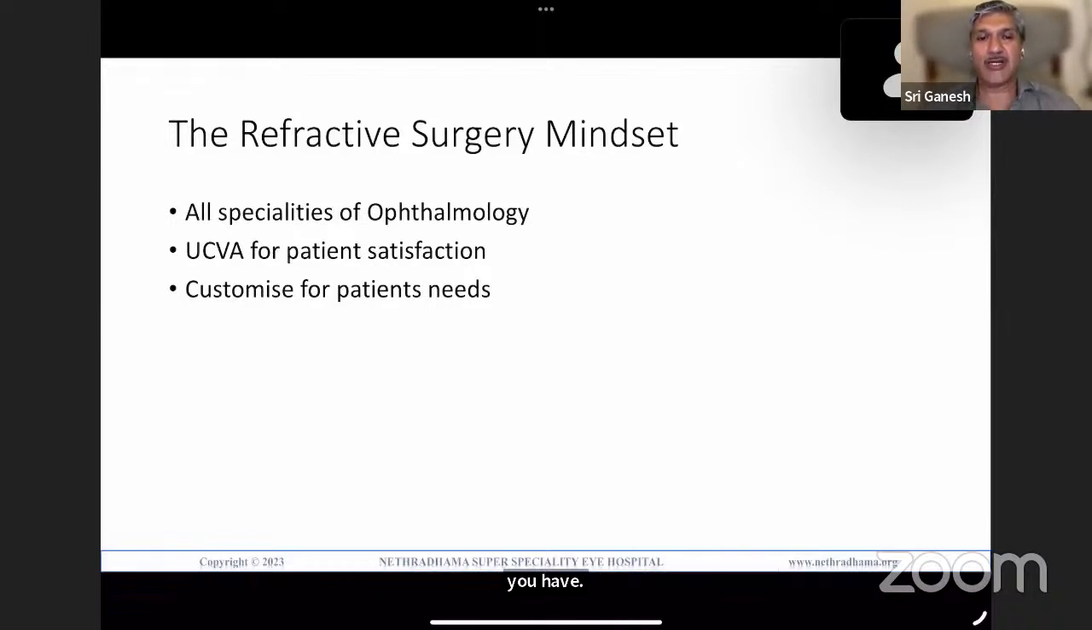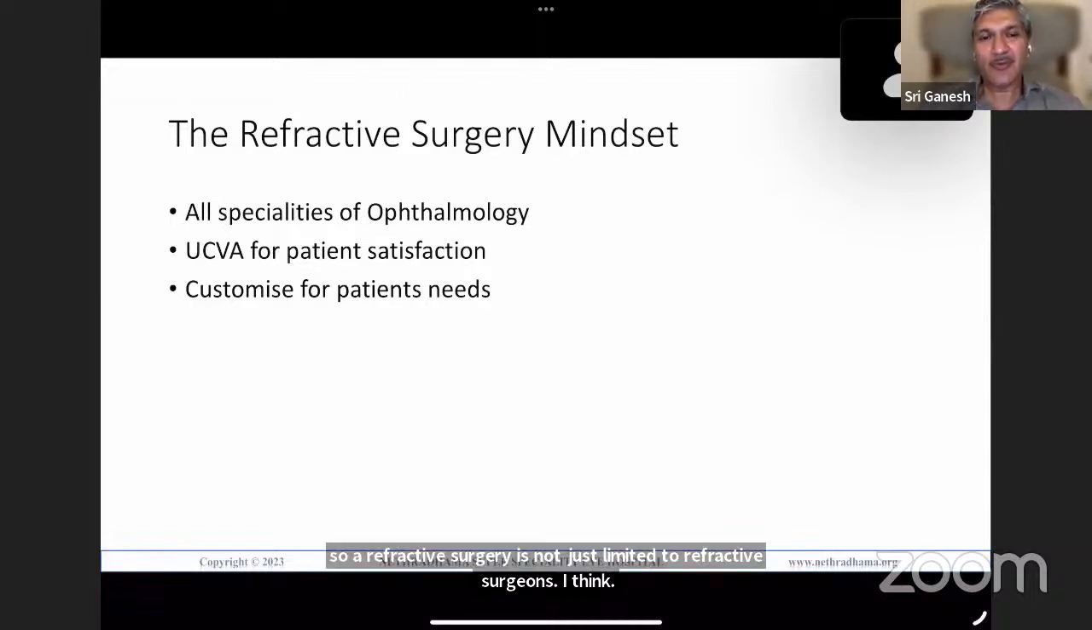So these are all reasons why a patient may not be happy even if you have a good outcome in your particular specialty. So refractive surgery permeates all subspecialties of ophthalmology, and everybody should have a refractive surgery mindset. Even the cataract surgeon, today it is refractive cataract surgery. You want to give good uncorrected vision, both distance and near, and you should have this mindset of giving it. So refractive surgery is not just limited to refractive surgeons. I think all surgeons in ophthalmology should have this mindset.